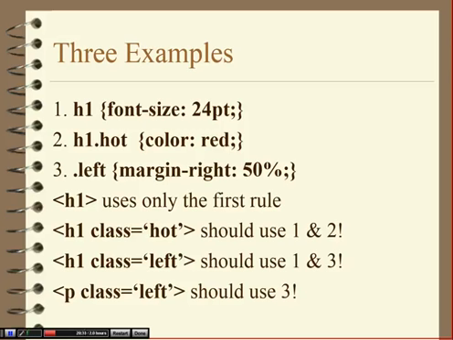That's important. So this says I want all of them to be 24 points, but this one here says if it's class hot, make the color red, and then the color presumably is some other color if it's not class hot, right? And then if we look at H1 class left, that's an H1, so it's going to be 24 points, but because it's class left and not hot, it'll be on the left-hand side of the page. And then finally, we have a paragraph of class left, which will only use the third rule. Why does this only use the third rule?